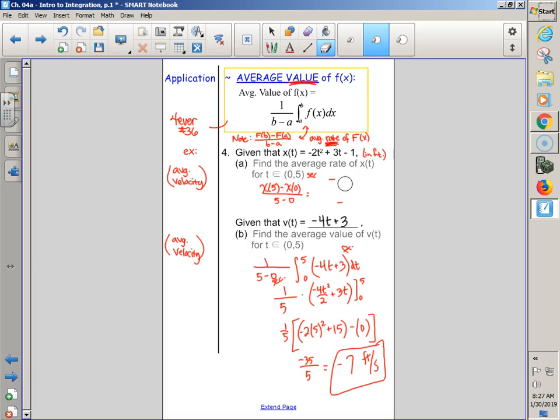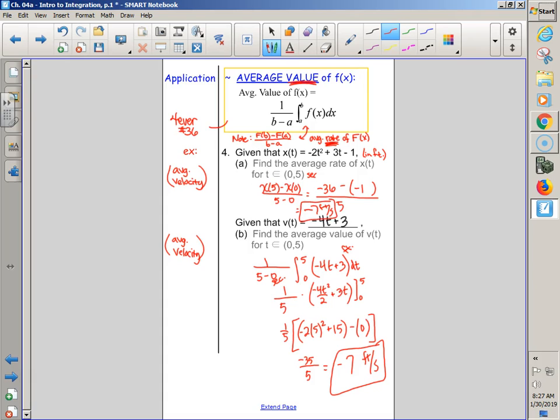Mental math. Struggle. What happens when you plug in 5? You get negative 36, but what did I never do? I never plugged in. Well, I did plug in b. I didn't plug in a because I was like, oh, 0 is 0, right? Wait, what's 0? Struggle. Okay, what's negative 36 plus 1 over 5? There's my negative 7 feet per second.